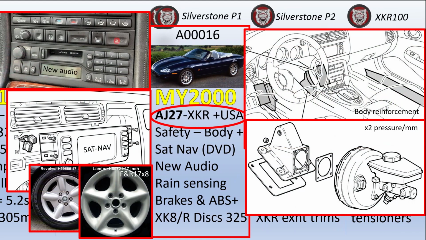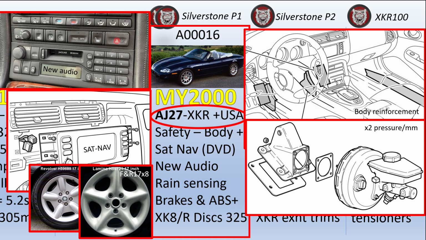Model year 2000 then. This is from VIN number A00016. Highlight of this was the AJ27 being added to the XKR, or a supercharger added to it. This enables it to be sold in North America or USA, assumingly because of the emissions.